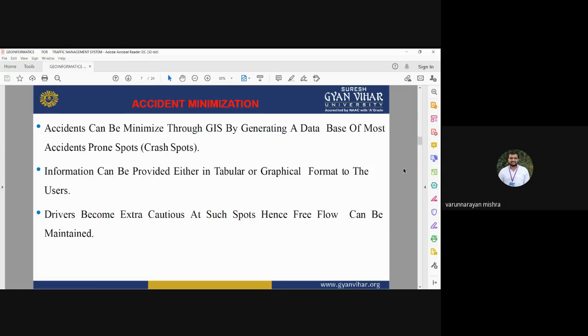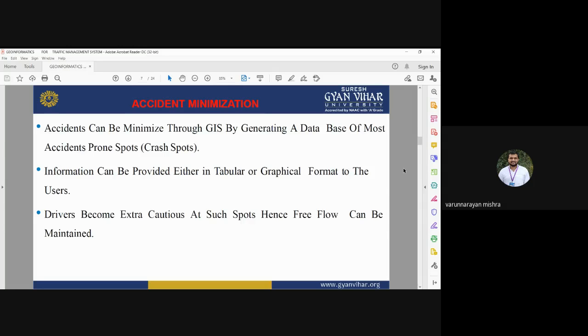So to avoid this, we can have the information on which area is highly prone to accidents, which area is less prone to accidents. So we can put up signboards, display boards to convey the message to the passengers that this is a highly accident prone area, so you have to drive slow, or you have to be very careful to avoid the accident. And information can be provided in tabular or graphical format, and drivers become extra cautious at such spots, hence free flow can be maintained. Okay, so if the driver already knows that this is the hotspot, he will be very conscious and very careful. If he already knows that this is a hotspot zone for accidents.